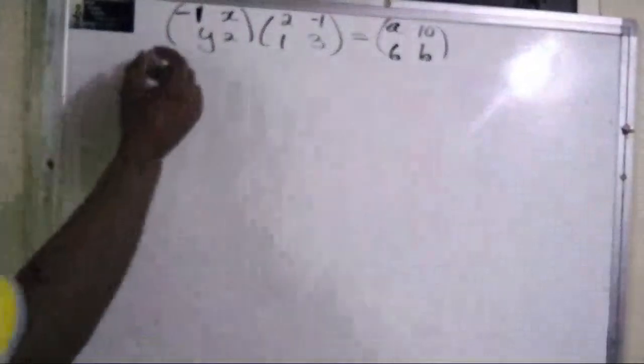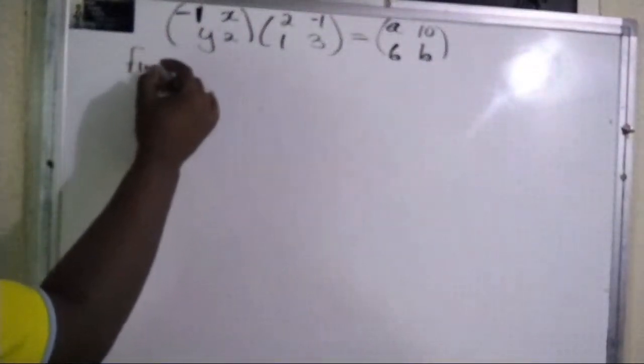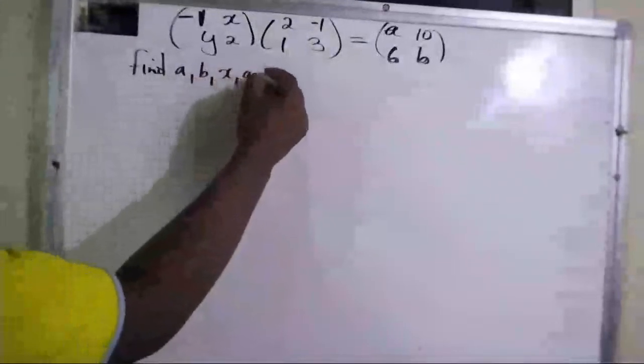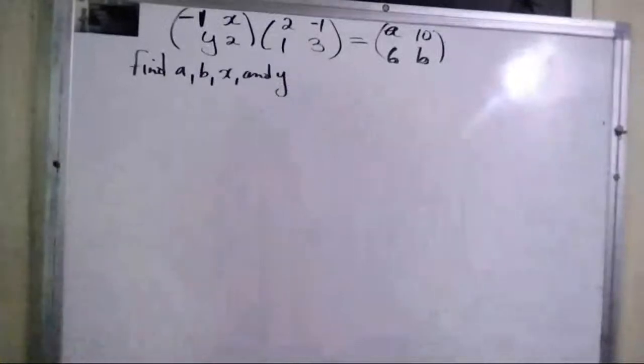So it says find the value. It's just like this. Find A, B, X, and Y. Find the values of this. Let's go.